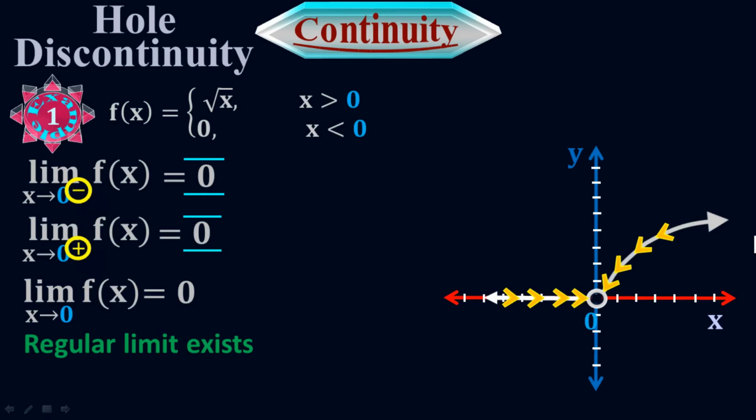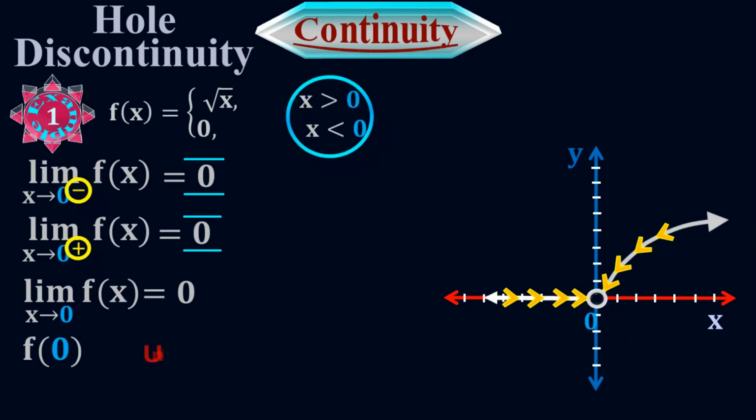But what about the actual value? My actual value, which is f of 0 at x equals 0, my function is undefined here. Why? Because it is an empty circle. It is a free space. These two pieces are disconnected here at the origin. They are not connected with each other. There is an empty circle. It is an empty space.